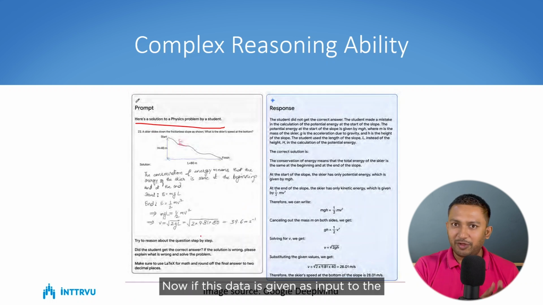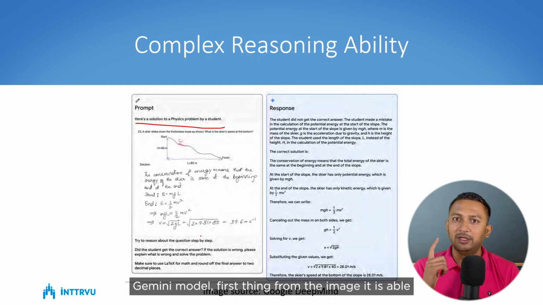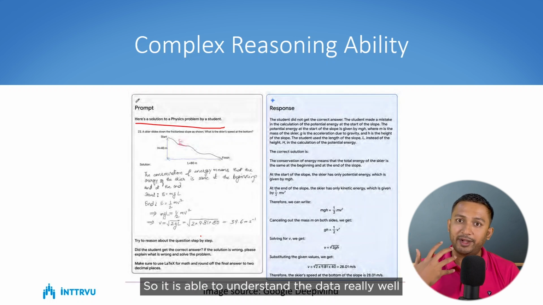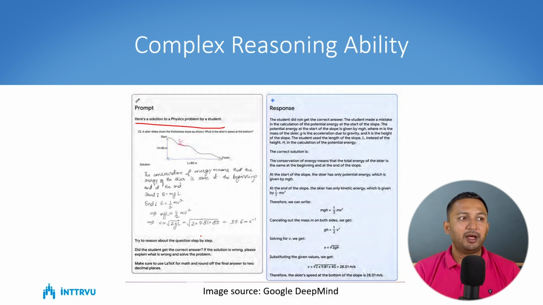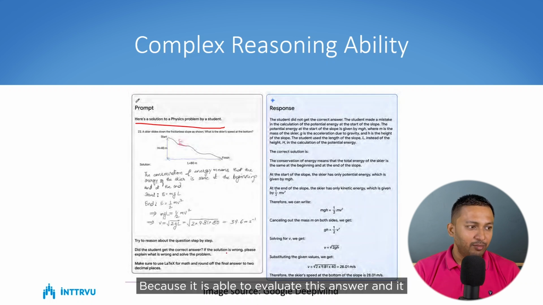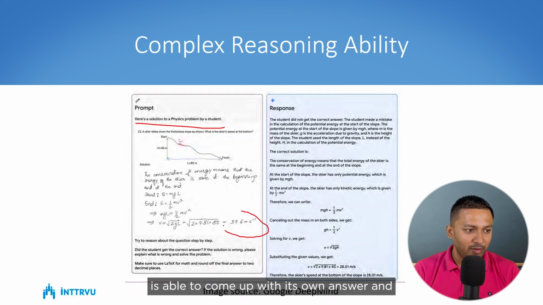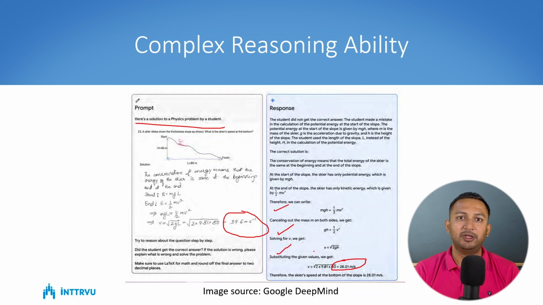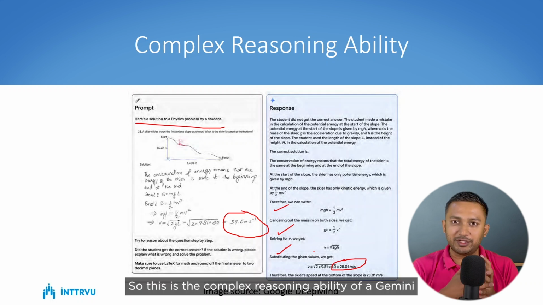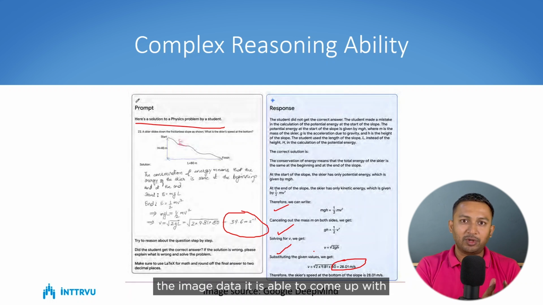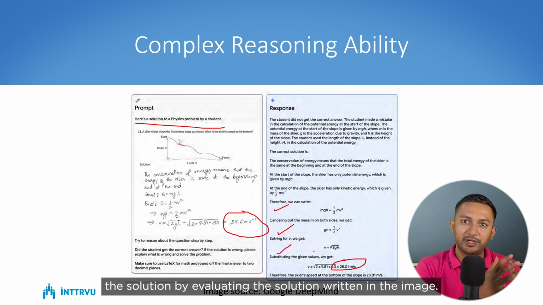Now, if this data is given as input to Gemini model, first thing, from the image, it is able to understand what exactly text is written on that image. So it is able to understand the data really well based on its training. And the second and very important thing is its complex reasoning ability, because it is able to evaluate this answer and it is able to come up with its own answer and suggest a right answer along with step-by-step explanation. So it is able to explain the steps as well. So this is the complex reasoning ability of a Gemini AI model, which again is really powerful, because from the image data it is able to come up with the solution by evaluating the solution written in the image.